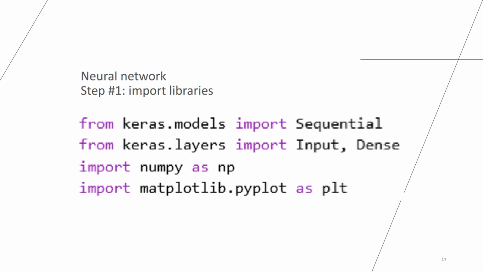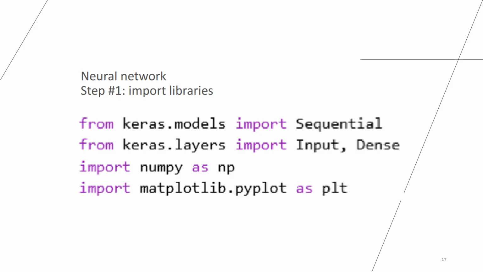Before we can build a neural network, we first need to import the libraries that will allow us to construct the model and work with data. The first line imports the sequential model from Keras. The sequential model is one of the simplest ways to build a neural network. It allows us to create a model where layers are stacked one after another in a straightforward sequence.